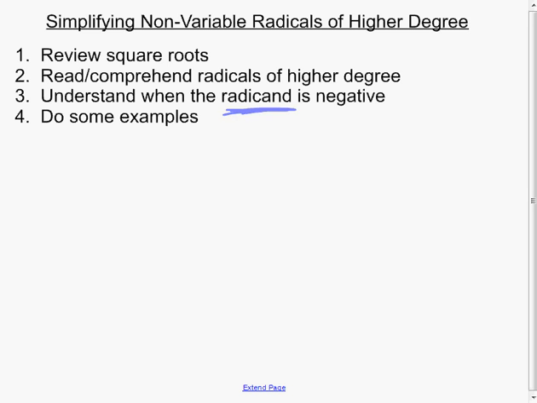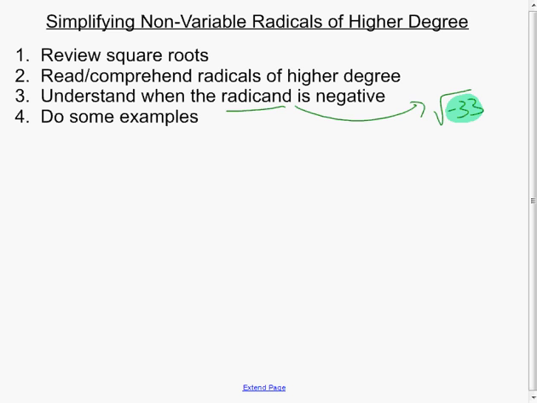And a negative radicand, just for example, the radicand we talk about is the number under the radical sign. So in this case, if I wrote the square root of negative 33, the radicand would be negative 33. Just to fill in some vocab there, hopefully. And then we're going to do some examples.